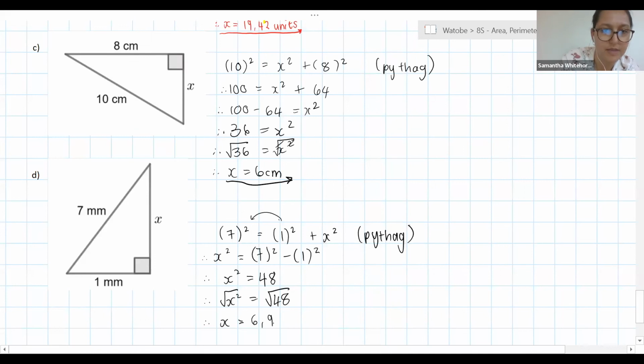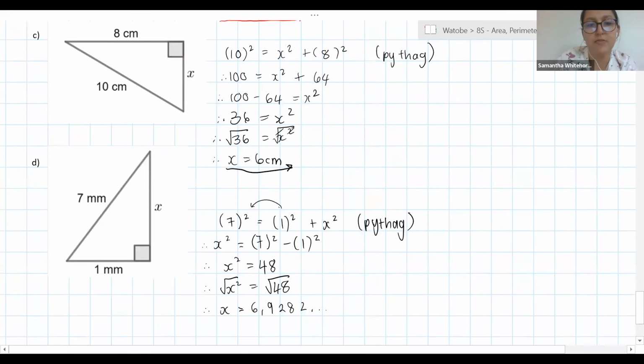6,92. Okay, so 6,9282, so on, so on, so on. If I say round off to 2 decimal places, this 8 needs to increase my 2. So this would be x equals 6,93. And it is millimeters this time. Well done, Tato. Thank you, ma'am.